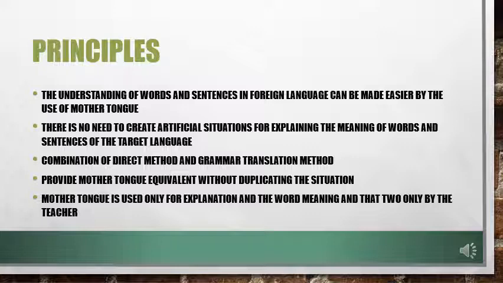And the second one is that there is no need to create artificial situations to explain the meaning of words and sentences of the target language. While the teacher is using the direct method, the teacher has to create so many situations to make the students understand the new words. But when the teacher is using the bilingual method, there is no need to create artificial situations.